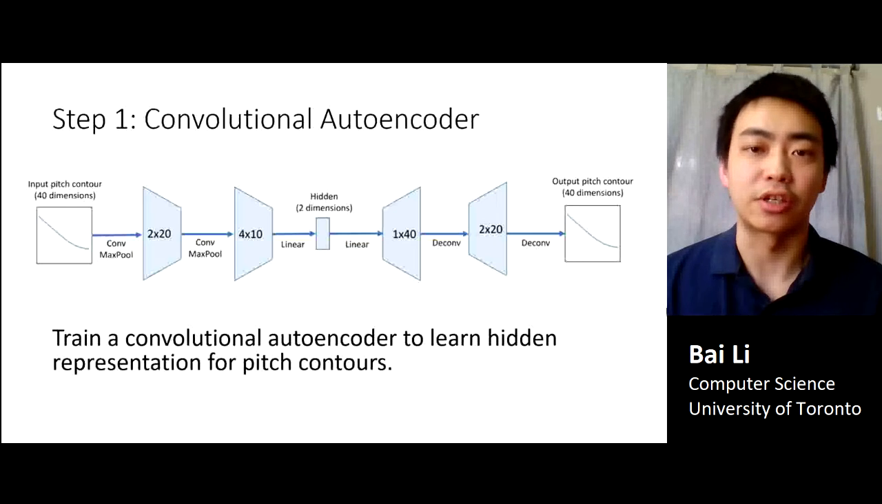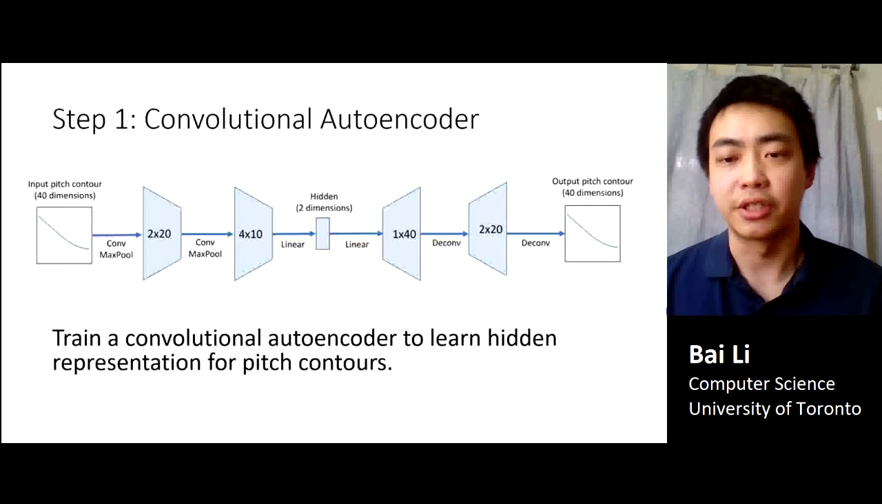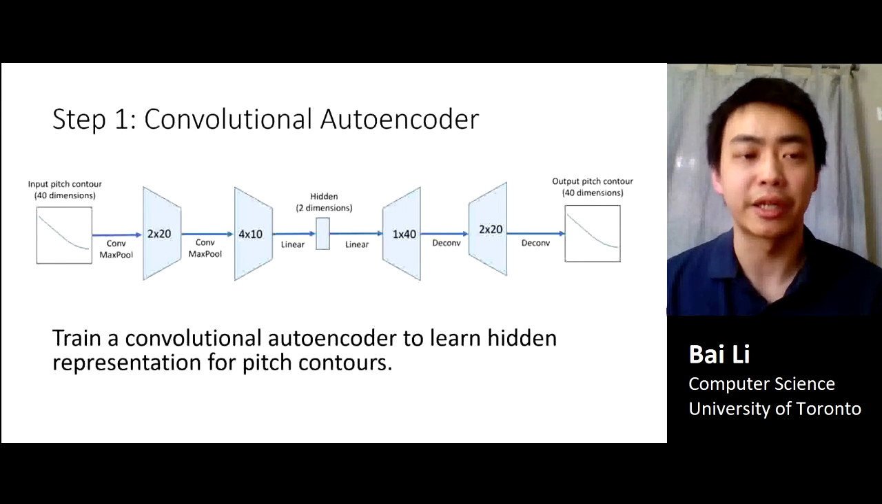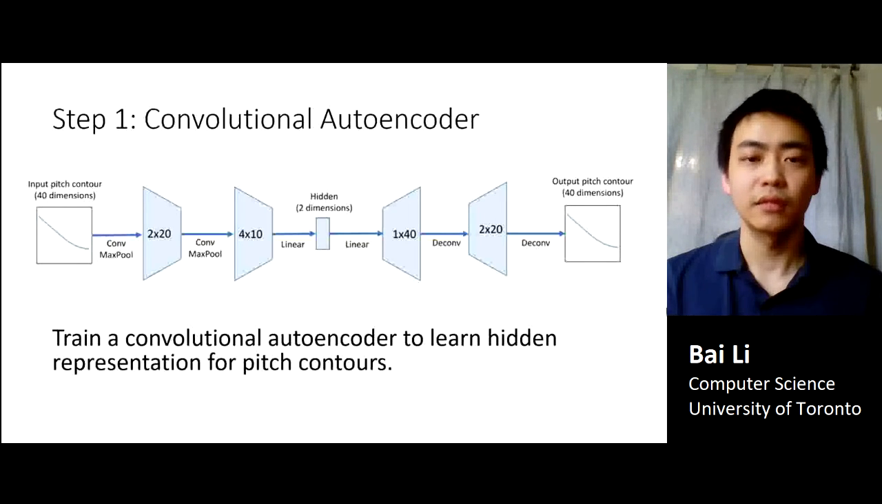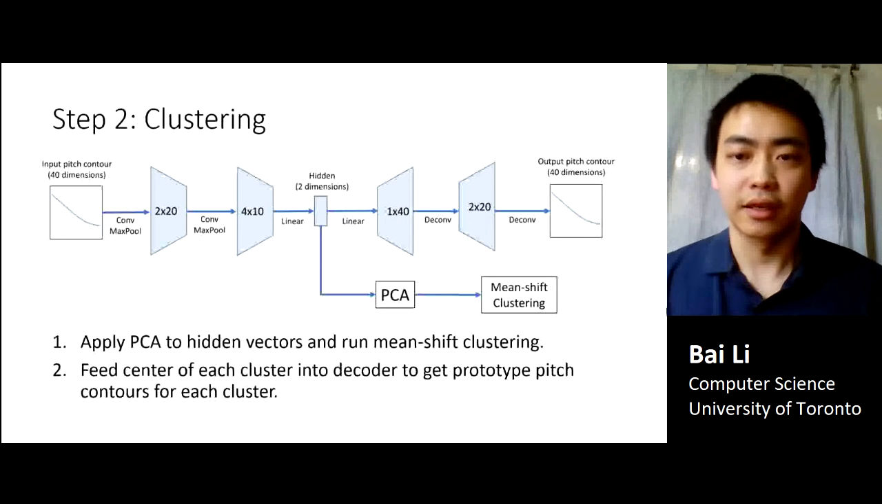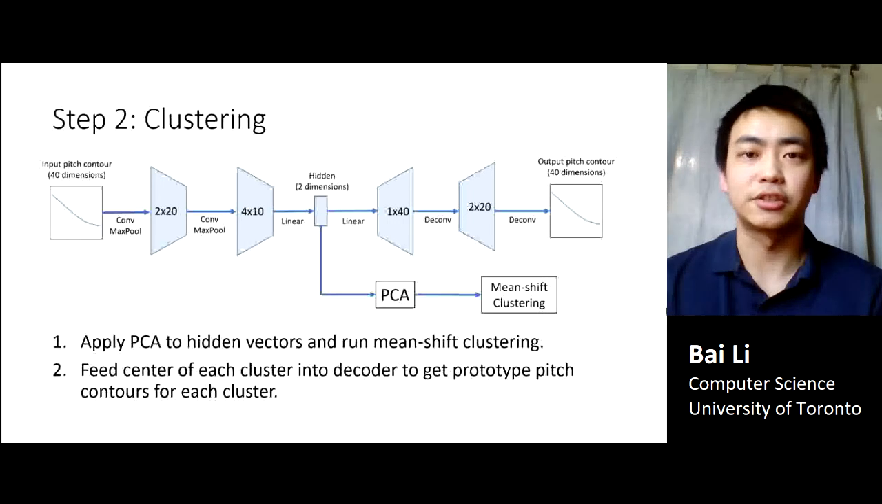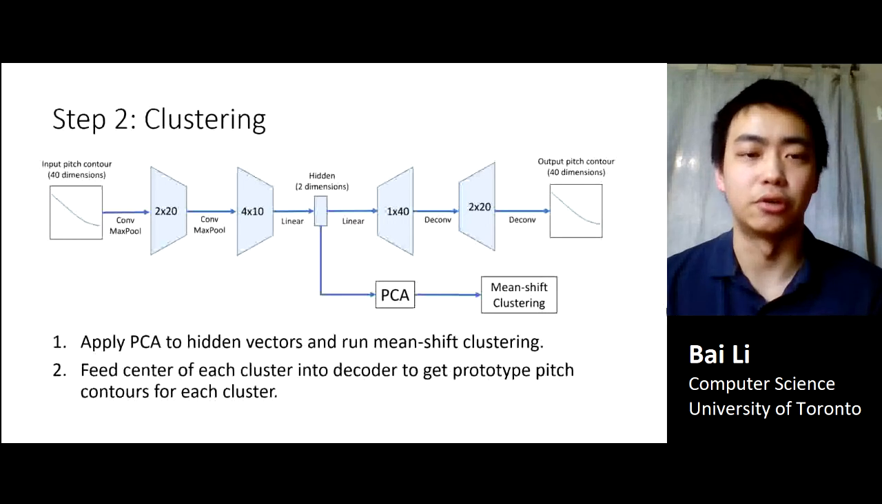Next, let's talk about the model. First, we have a convolutional autoencoder. It consists of 2 convolutional layers into a hidden representation of 2 dimensions, followed by 2 deconvolutional layers. We train this to reconstruct the original pitch contour, and this learns a hidden representation for each pitch contour. After this has been done, we apply PCA on the hidden representations, and we run mean shift clustering. Finally, we feed the center of each cluster into the decoder, and this gives us a prototype pitch contour for each tone category.